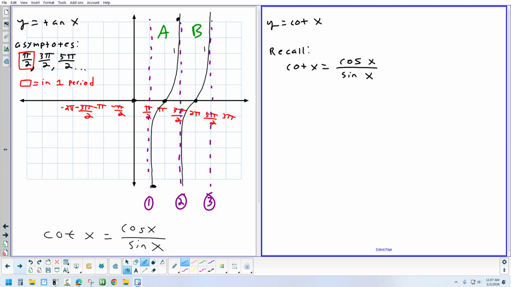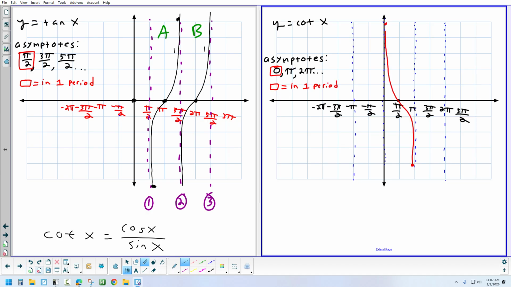So I just wrote down cotangent, and let's look at the difference. Before, pi over 2 was an asymptote. Now pi over 2 is where it crosses. Pi was where it crossed. Now pi is an asymptote. So everything switches. And the direction of the curve switches. So instead of having a positive slope, it has a negative slope. Okay, that's what cotangent looks like. Other than that, everything's the same. You have one asymptote per cycle.